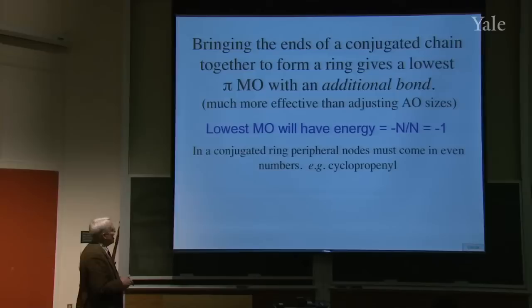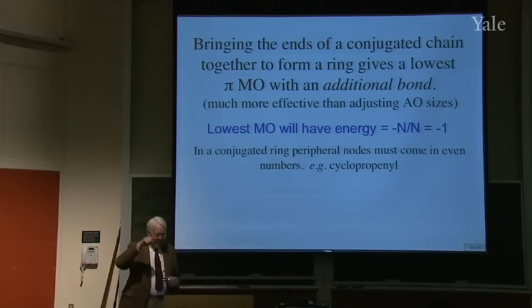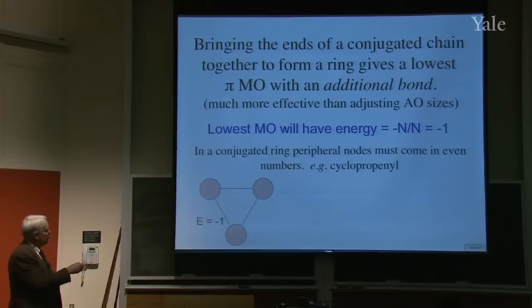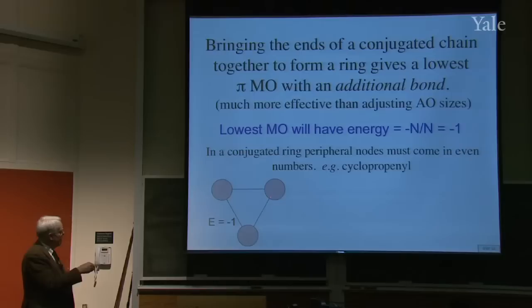So in a conjugated ring, the nodes as you go around the ring must come in an even number. Let's look, for example, at a three-membered ring. So here are three p orbitals viewed from the top, right? So there are no nodes, obviously. And the energy of that is going to be minus 1 on the scale we were talking about. Each of these is 1 over the square root of 3. The overlap here is 1/3, 1/3, 1/3, totals to 1, minus 1 in energy. Okay, and there are no nodes.